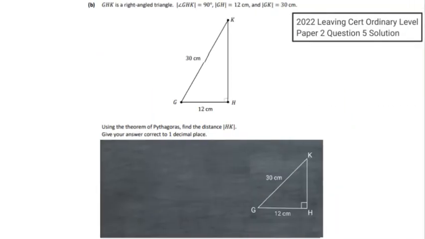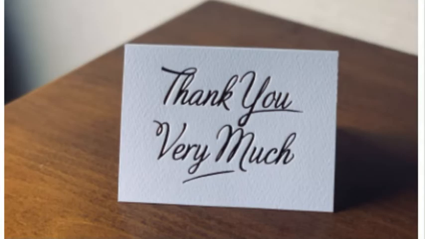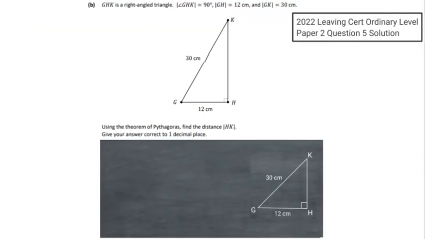And on to part B now. And we have a triangle which has a right angle in the corner. And we have two sides. We have the hypotenuse and we have the base, which could also be seen as the adjacent. So we need to use the Pythagoras theorem to find the distance HK. So let's put all that together. So we're going to use this one here.